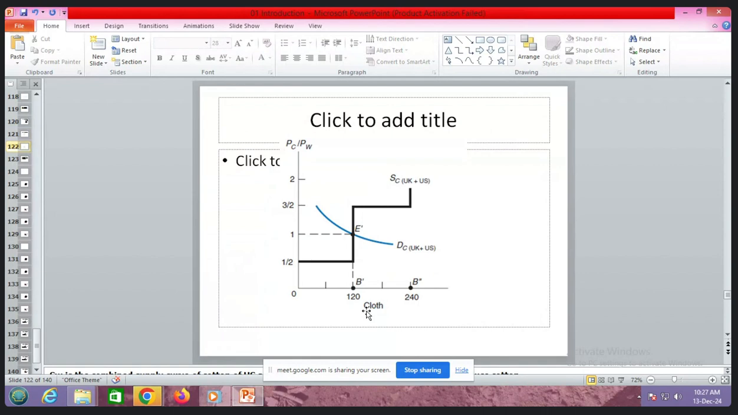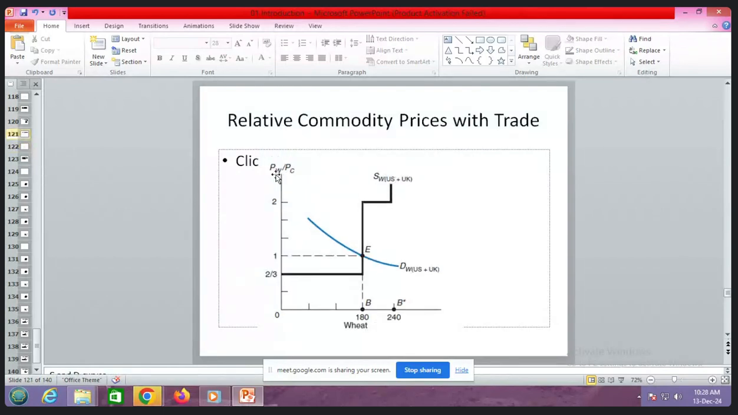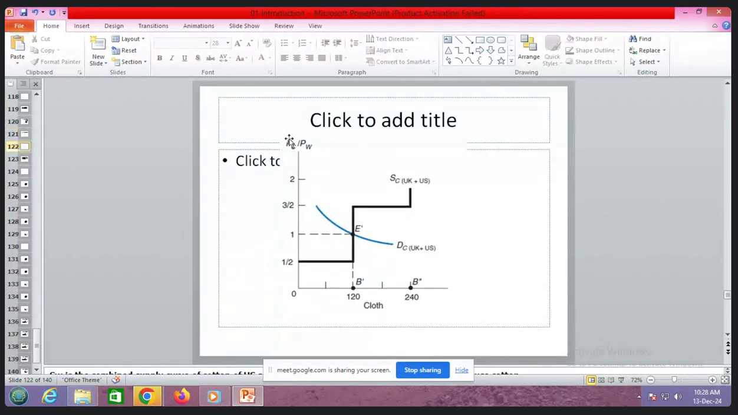Similarly, we have the supply curve for cloth. The previous curve was for wheat. This is for cloth. So on the OX axis, you can measure cloth production. And what you see here, at 1/2 price, relative price of cloth by wheat. Okay, the previous diagram was wheat by cloth, price of wheat by cloth. This is relative price of cloth by wheat. So the relative price ranges is 1 by 2 and 2.